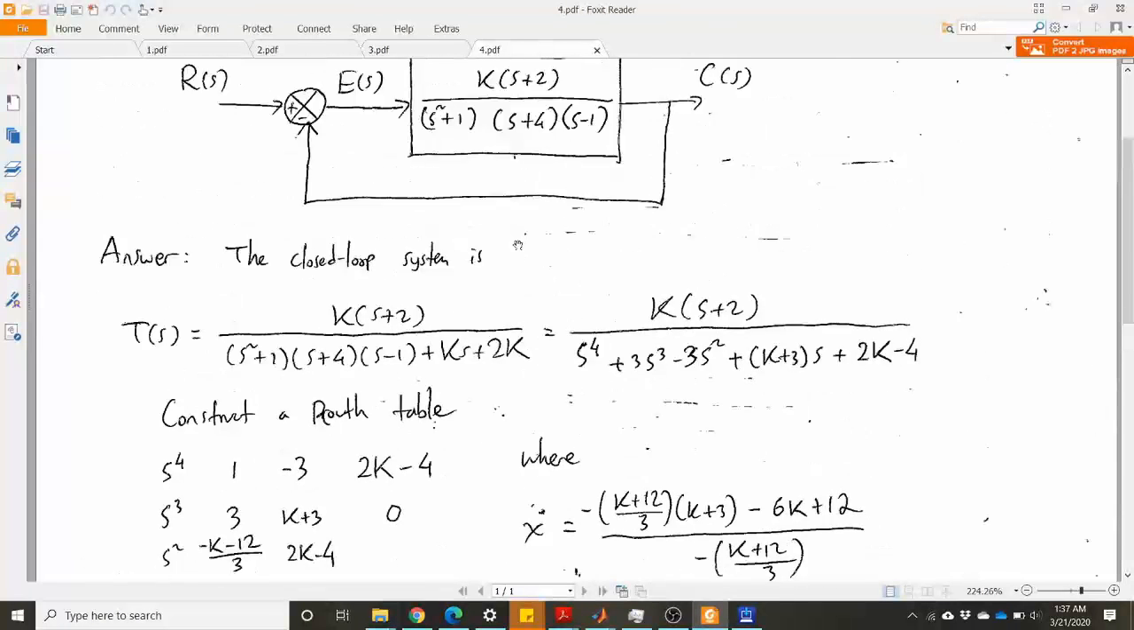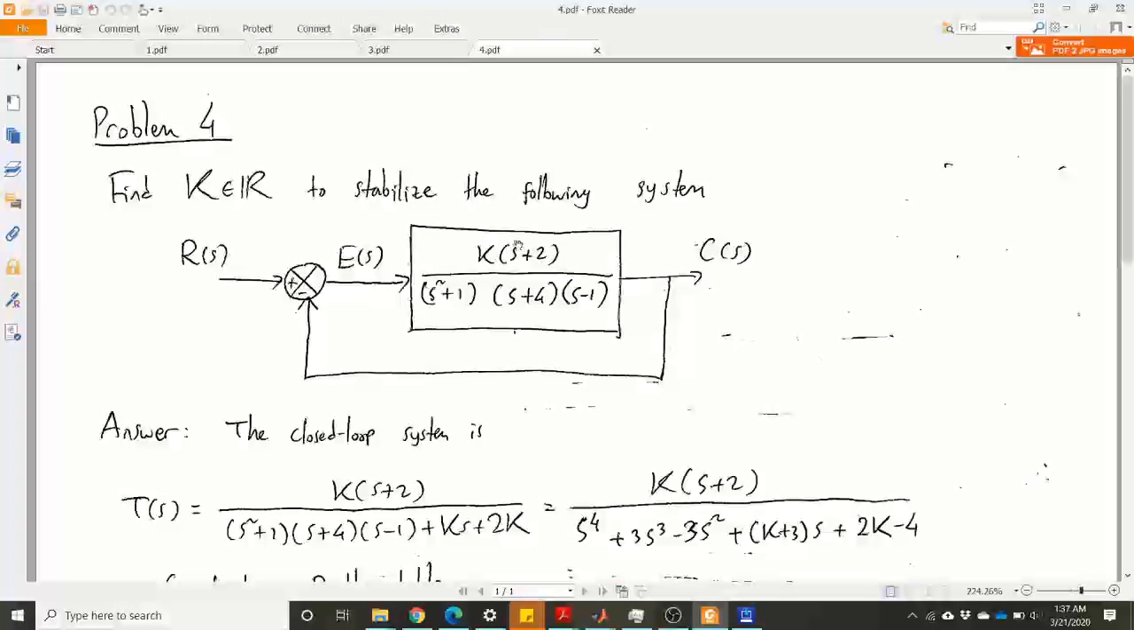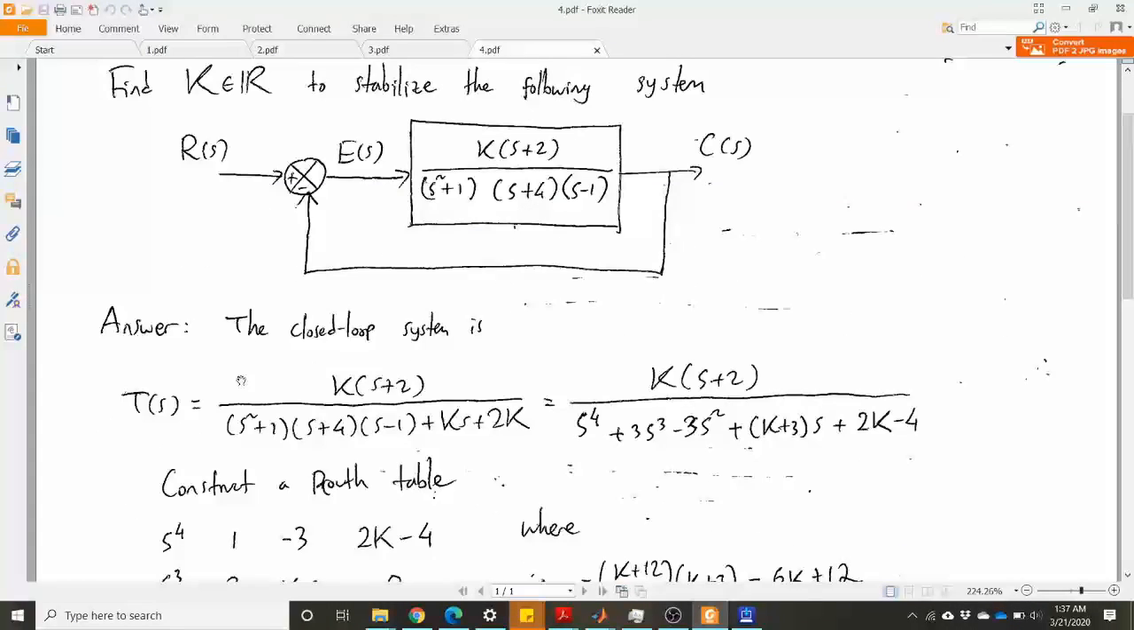Next, we move to problem 4. It is a similar problem compared to the previous problem. So we want to find k such that the closed loop system is stable. Again, first we construct the closed loop transfer function.